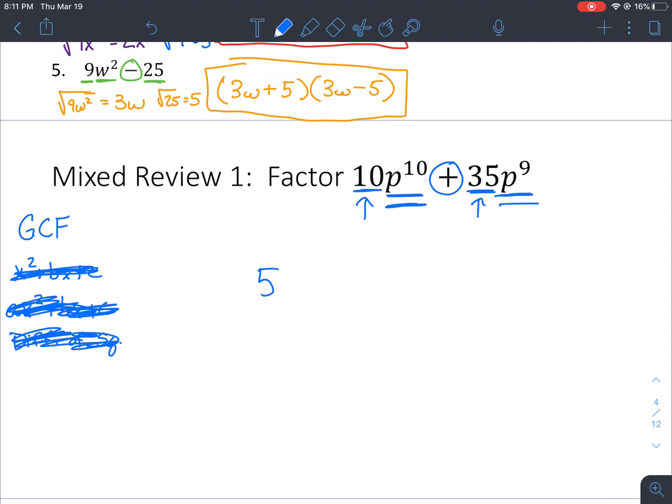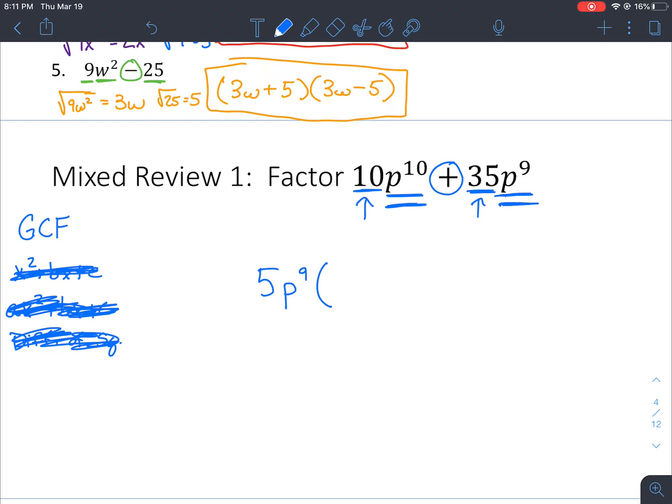After that, I look at the p's, or the variables. I have 10 p's in the first, I have 9 p's in the second. So what's the most number of p's I could take out of each? That's obviously going to be 9. So I'm going to take p to the 9th out. So my GCF is 5p to the 9th.